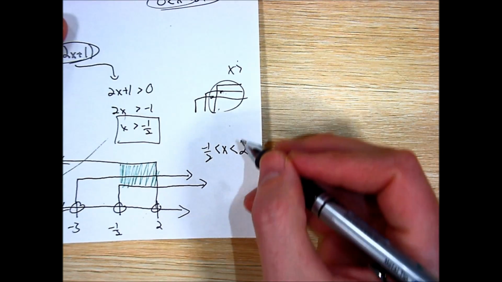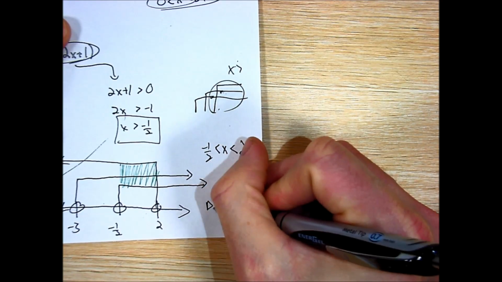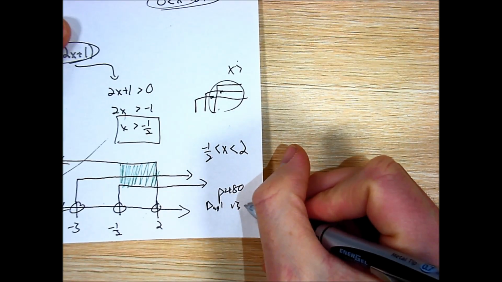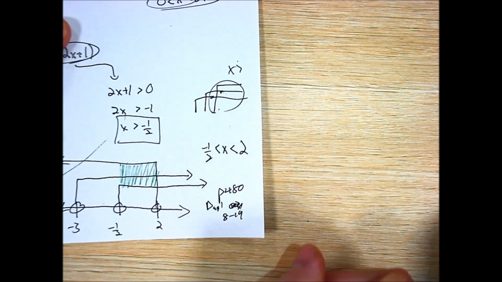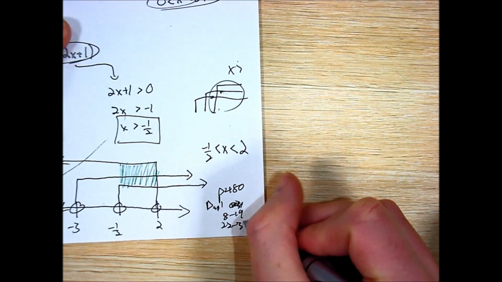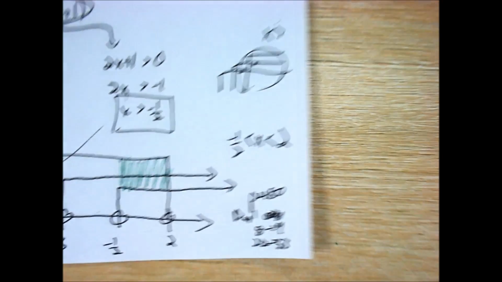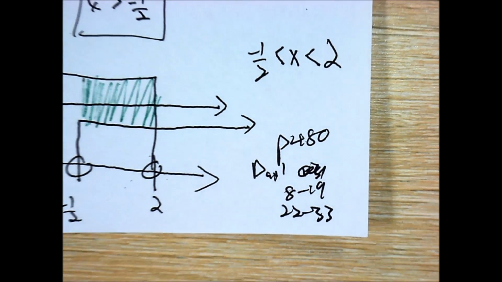Both assignments here, we're going to start with page 480. Day 1 is 8 through 19. And then day 2, with the inequalities, is 22 through 33. Alright? So go ahead and get started on that.